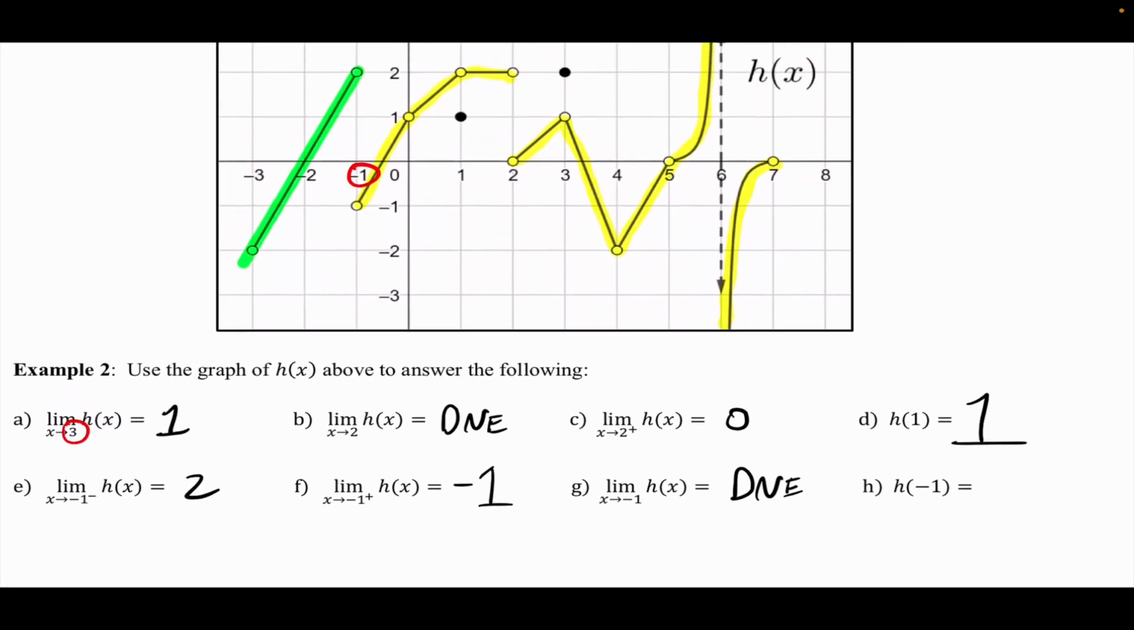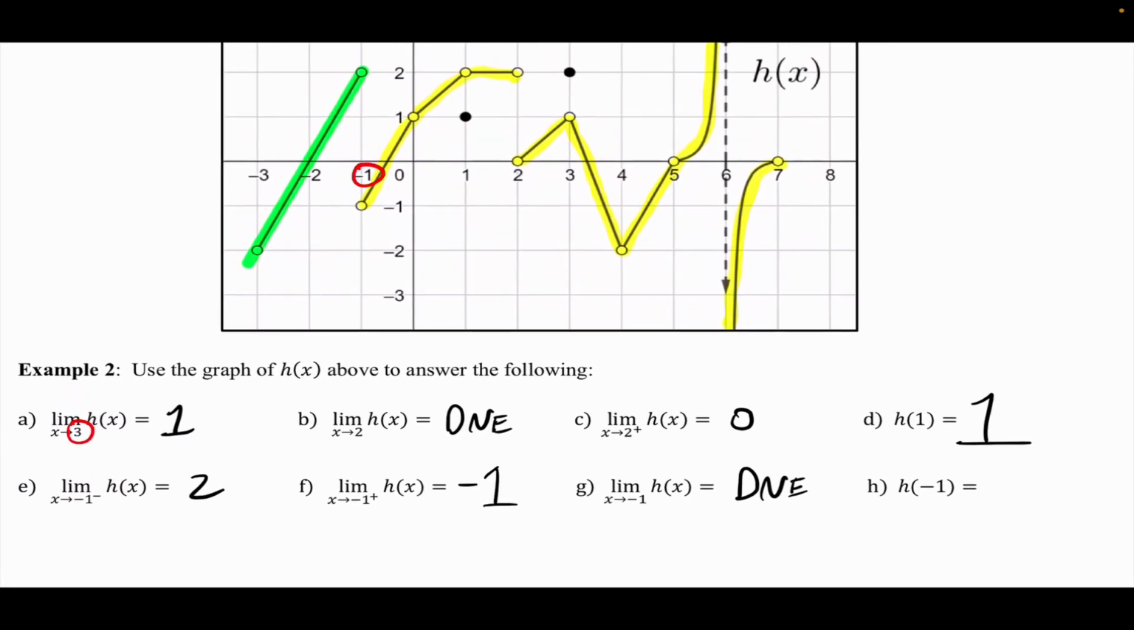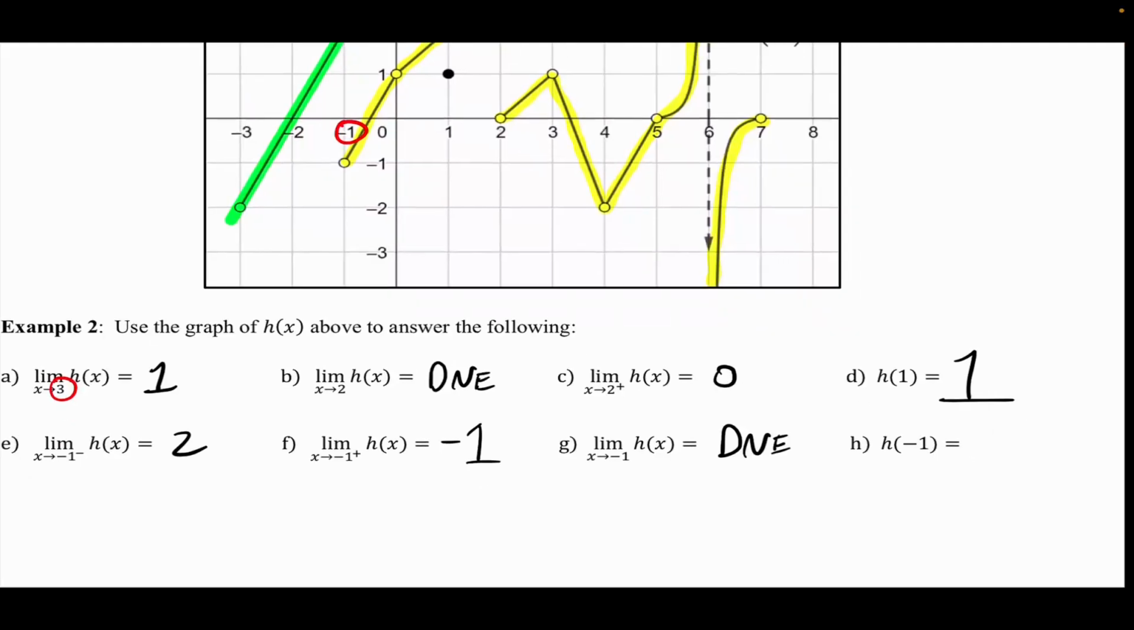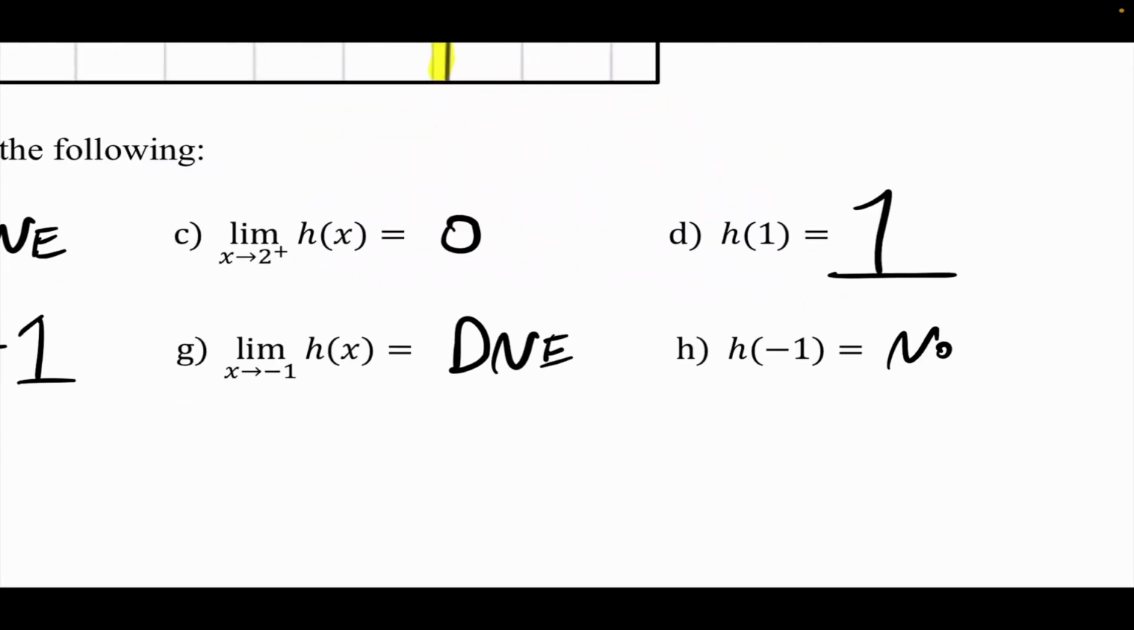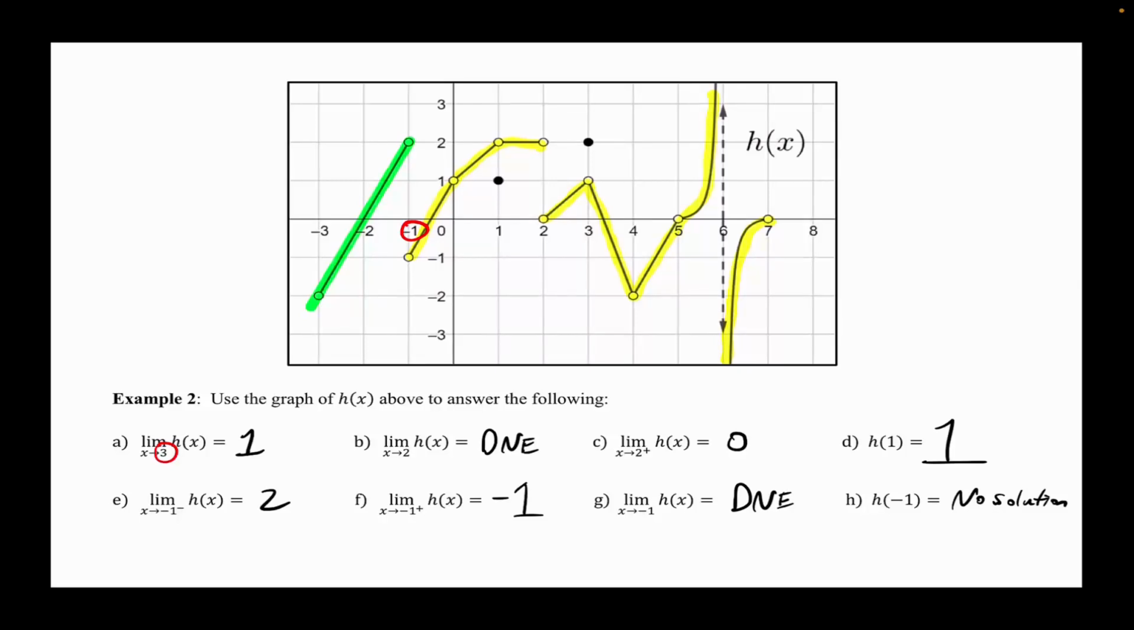And then H, we talked about it. When x is -1, there is no dot. There's 2 open dots. That doesn't mean answer. So we would say no solution here. No solution. There is no solution at x equals -1.